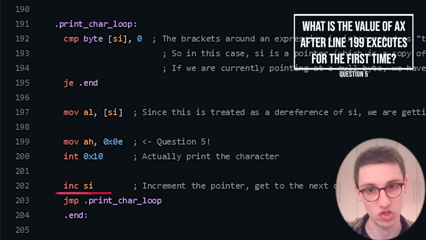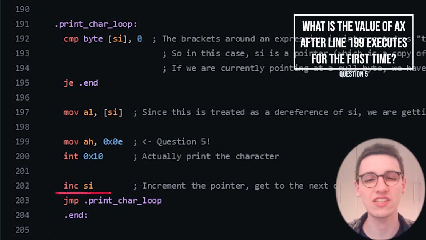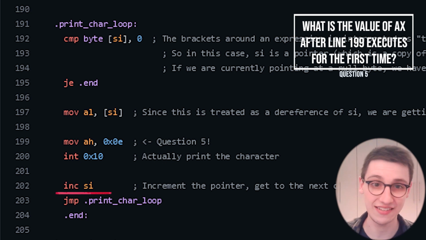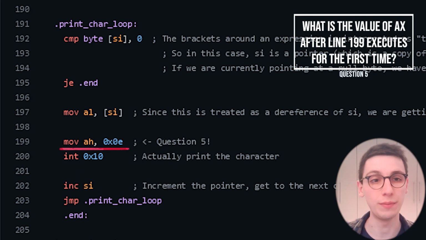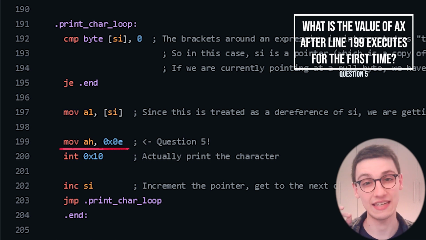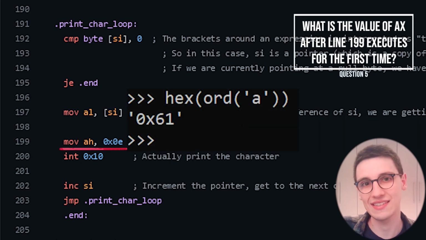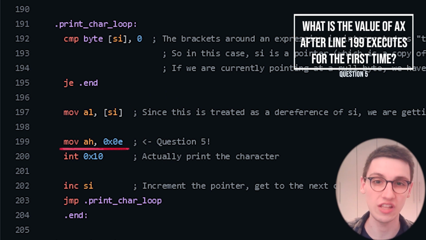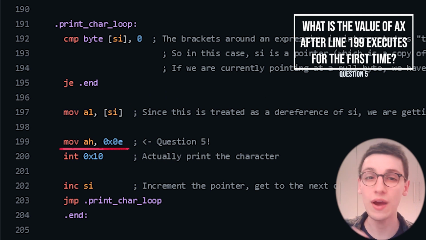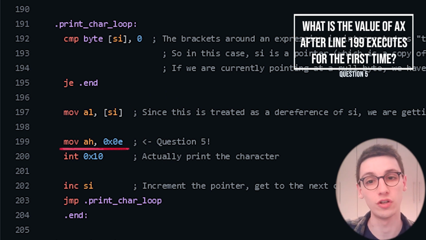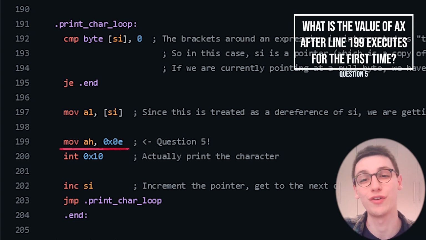But back to the question, what value will AX hold the first time this loop is executed? Well, AH will be our 0x0E, and then AL will be the first byte of our string, which is an A, or a 0x61 in hex. Thus, the last answer of this challenge is that AX holds 0x0E61 after the loop has been executed for the first time. And that's this first challenge.